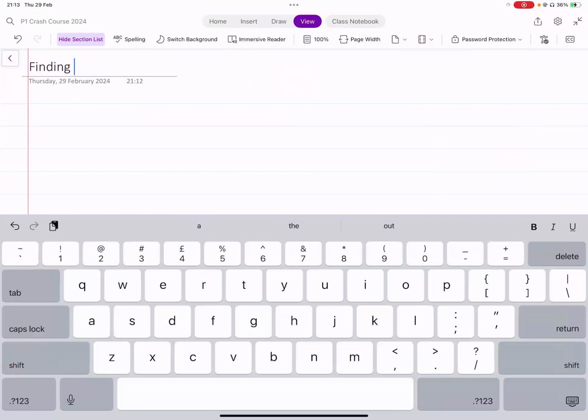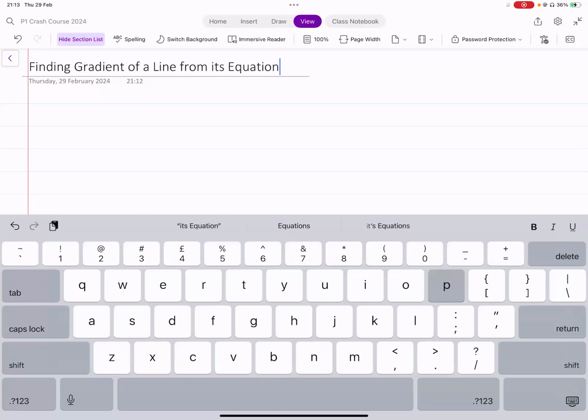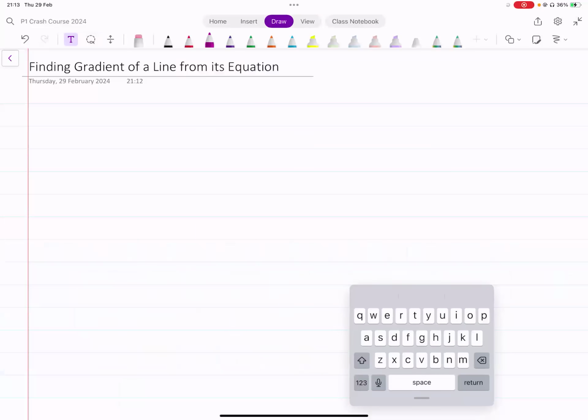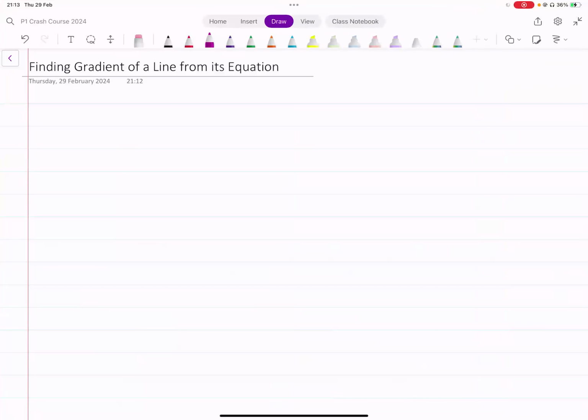Finding gradient of a line from its equation. Now again, it's a pretty straightforward thing, but let's discuss this. Finding gradient of a line from its equation. This is the next thing that you need to know about. Let's say you have an equation that looks like this: y equals minus 4x plus 7. What's the gradient of this line?